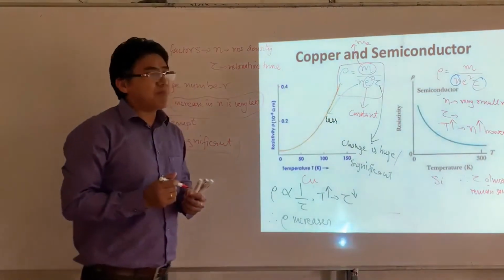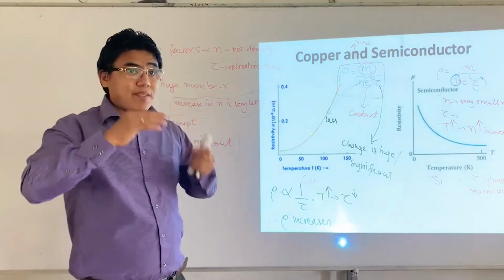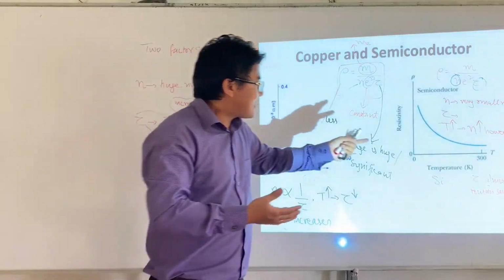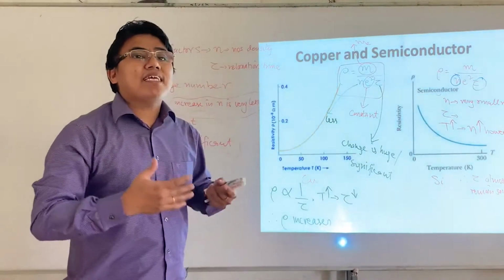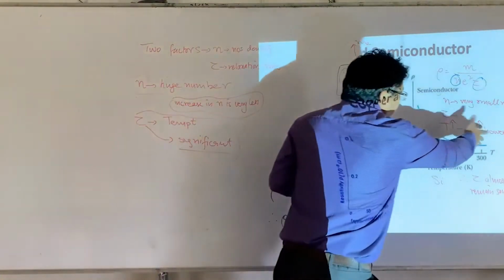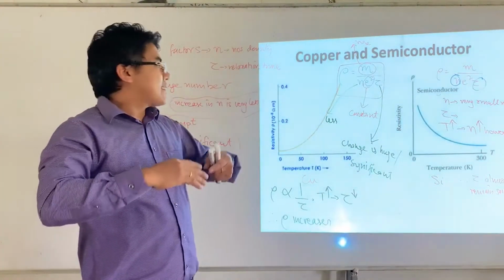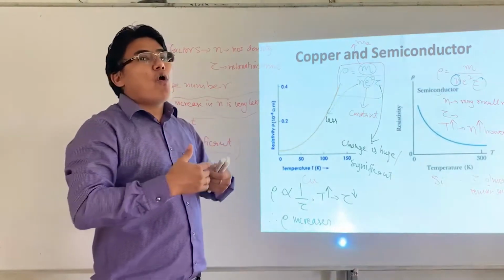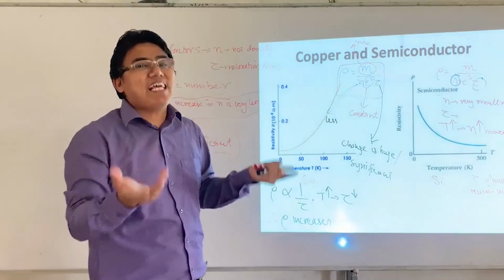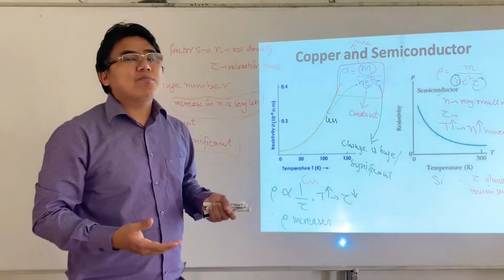Alright, tau almost remains the same. In a sense, in case of semiconductors, the increase in n is significant. However, the change in relaxation time is insignificant. Even though the number is going to increase so much, the relaxation time almost remains the same. Why? Because even though the number increases, the number remains small. If the number remains small, then relaxation time almost remains the same.